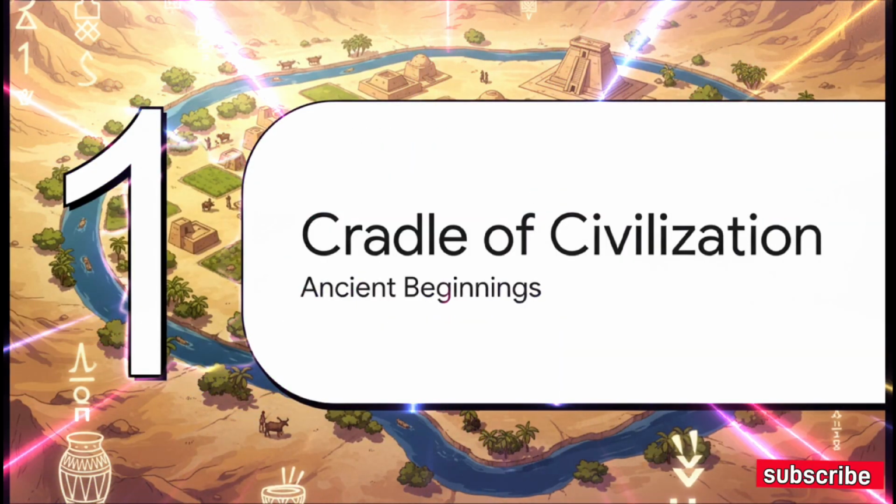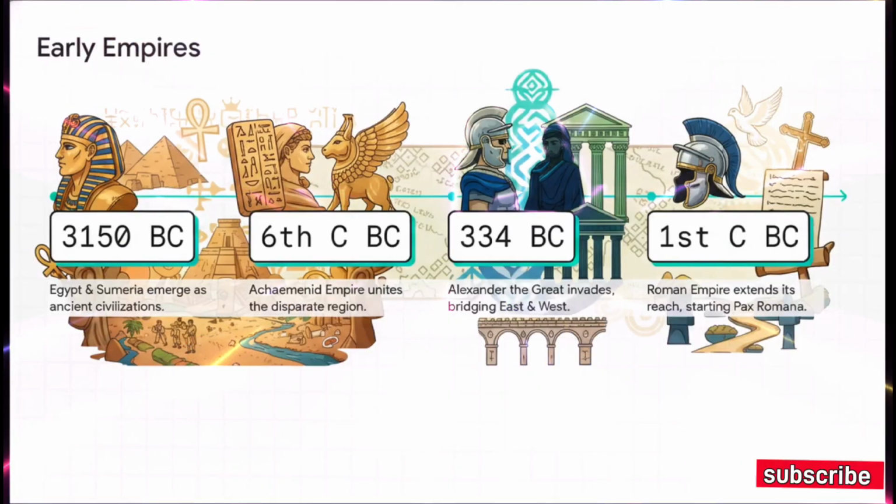Part 1, the cradle of civilization. Imagine we're zooming way out, looking down at the ancient world. This is where human society as we know it actually took root. Around 3150 BC, ancient Egypt and the Sumerians in Mesopotamia emerge, making these massive civilizational leaps. We're talking inventing agriculture and writing, which, fun fact, wasn't originally for poetry, it was just to track taxes.